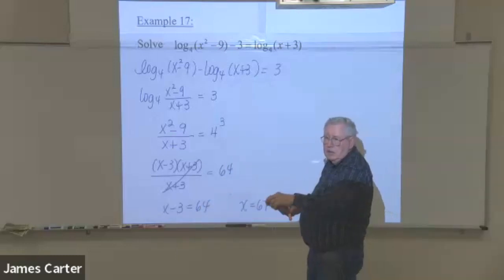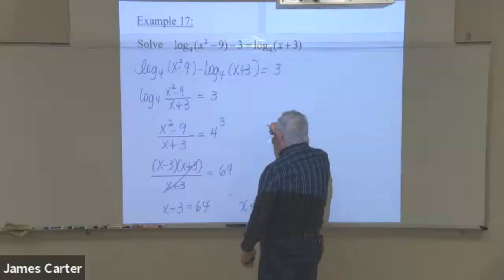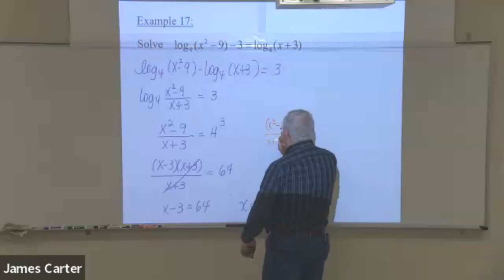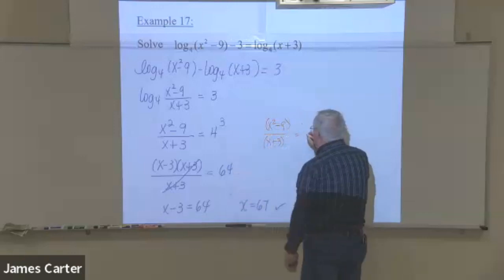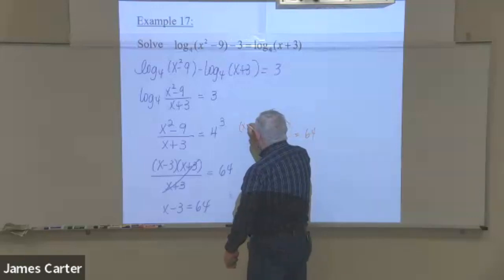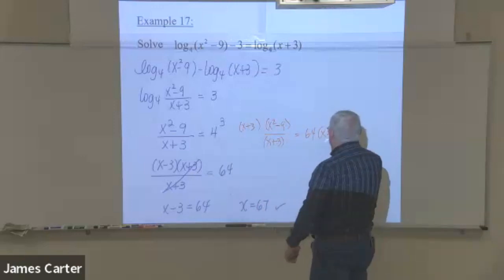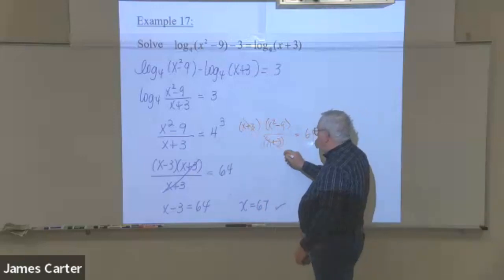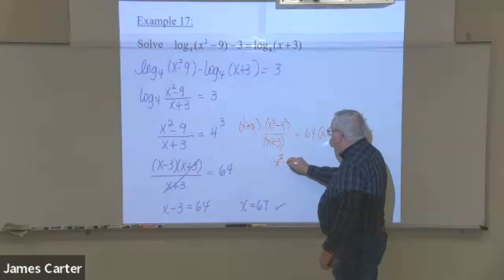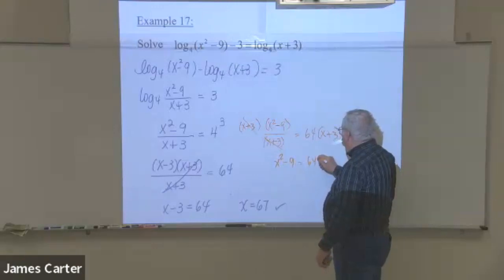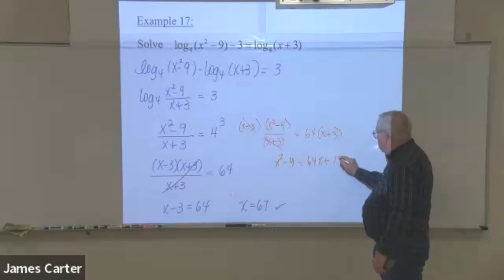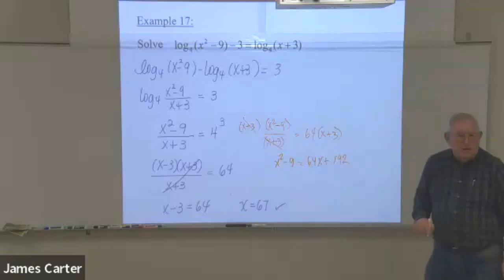Here's what I think you're asking. Maybe I'm wrong. You're saying you got this x squared minus 9 over x plus 3 equals 4 to the third, 64. We'll go ahead and do that. I could do this. Okay, those two would cancel. And then I would have x squared minus 9 equals 64x plus whatever 3 times 64 is, 192. I think somebody check me on that number.